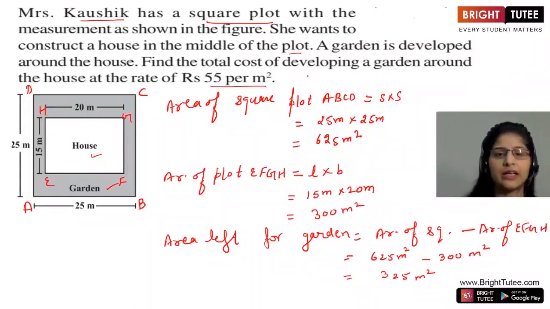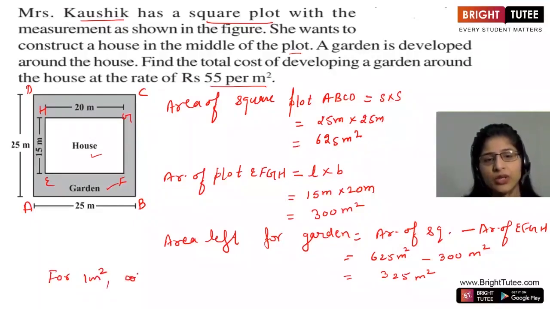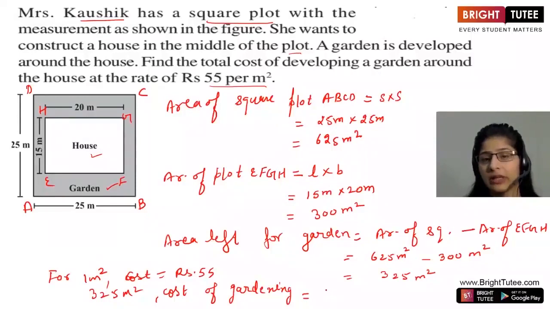Now if this is for gardening, we know that for 1 square meter the cost is how much? What is the cost of gardening? Rupees 55. So for how much do we have to calculate? What is the total area? 325 square meter. What will be the cost of gardening or developing the garden? It is rupees 55 multiplied with 325. Right? And this is going to give us our answer.